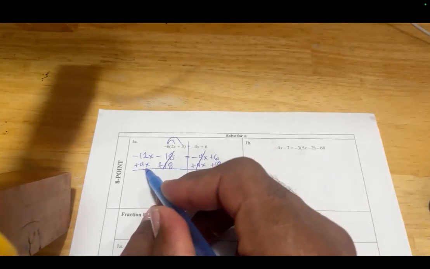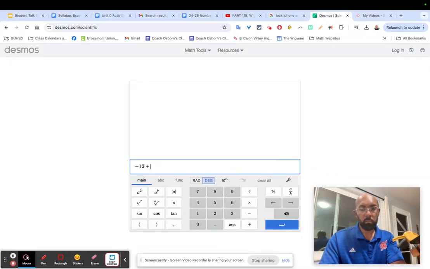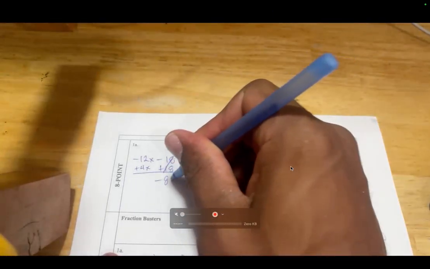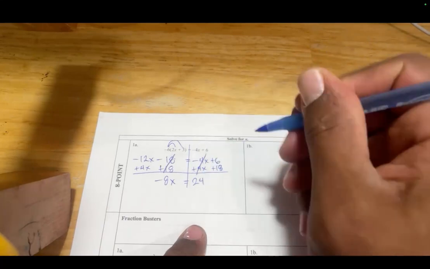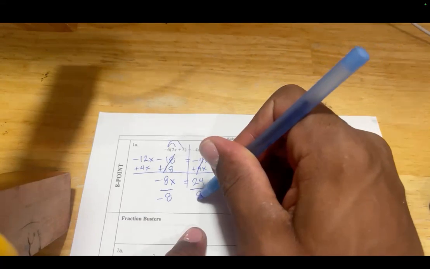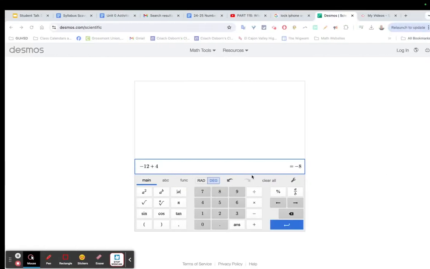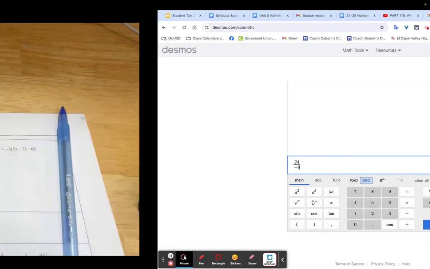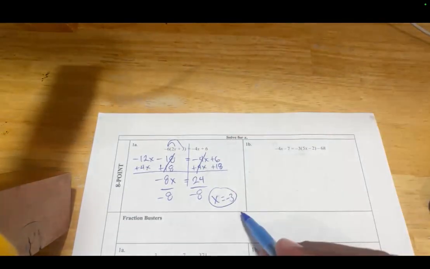So now we're going to do negative 12 plus 4. Please use your calculator if you have to. Negative 8, so that's negative 8x. And then we have 6 plus 18, that's going to be 24. Now we're going to divide. Remember, this is negative, so I'm going to divide by a negative number there. So then we're going to do 24 divided by negative 8, and we get minus 3. So our answer is negative 3.